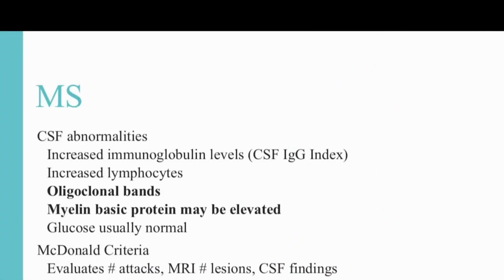CSF abnormalities. All this myelin that gets eroded and taken out gets absorbed by the CSF. So we have increased immunoglobulin levels in these patients, increased lymphocytes. This is the big one right here, these oligoclonal bands. That's pathognomonic for multiple sclerosis. So if you ever see anything on a question talking about oligoclonal bands, it's referring to MS.